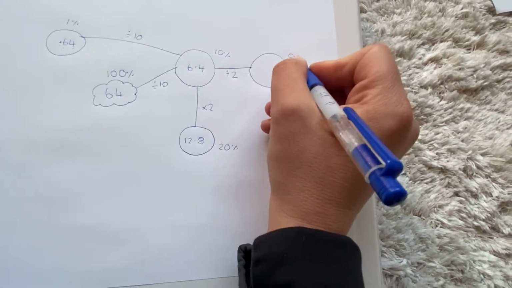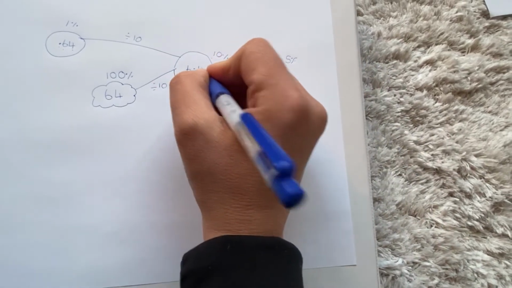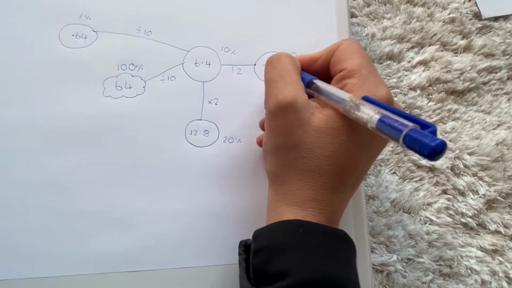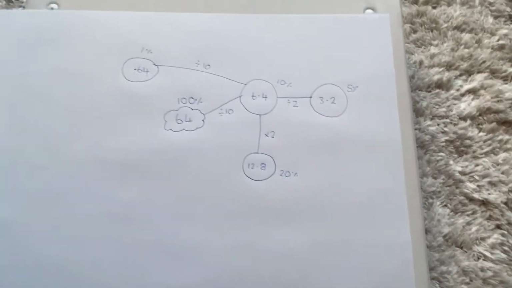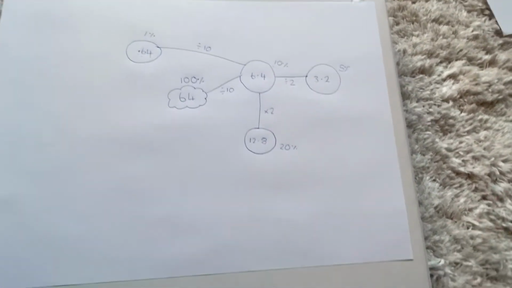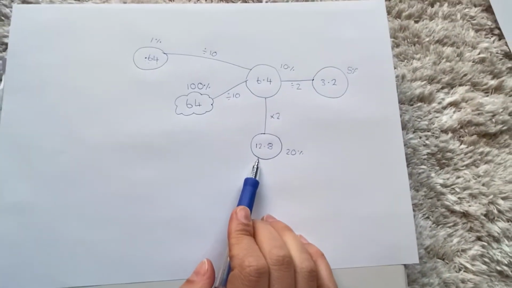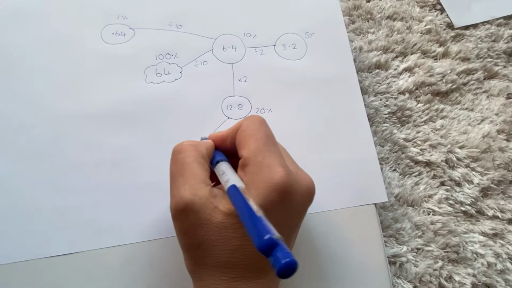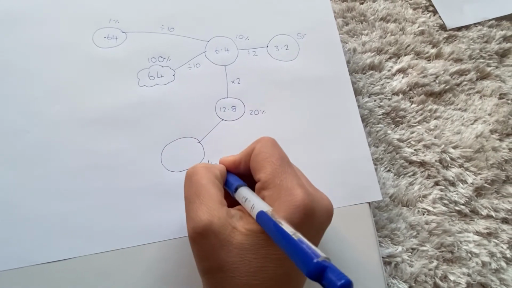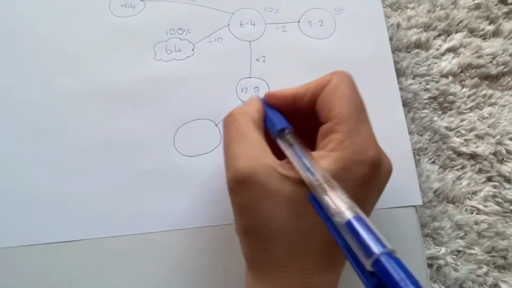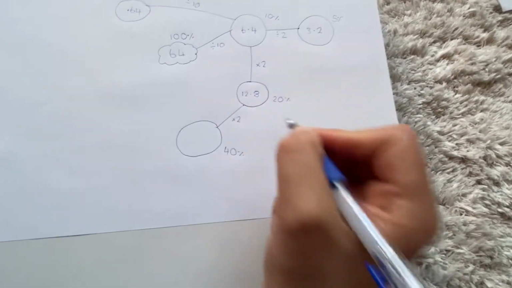Because 10 divided by 2 is 5. So 6.4 divided by 2 is 3.2. So that's just a little decision that I've made. So from here, I can also find out 40%. And I can do that timesing this by 2.